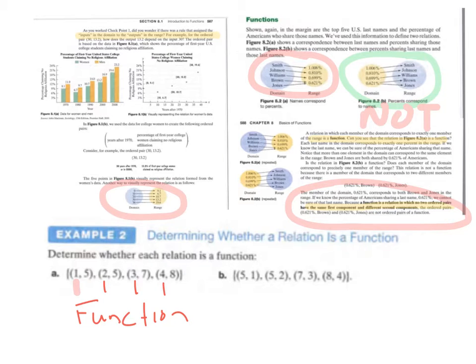So let's look at our next problem right here. We have 5, and we have 5 that repeat. As soon as we have a domain or an input that repeats, we do not have a function. So the whole definition of a function is understanding that the first component or the input needs to be different every single time.